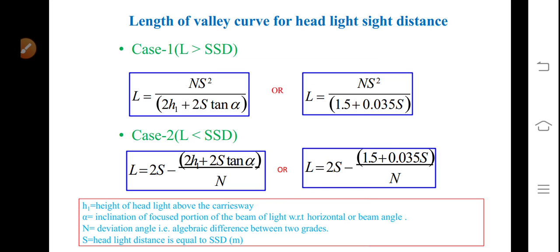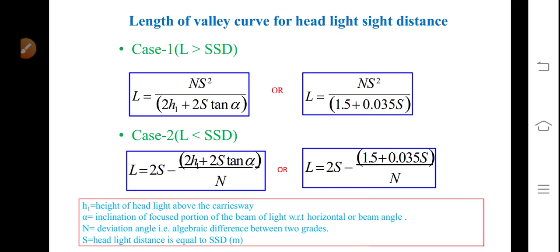Whereas in case of a valley curve, especially at the bottommost point of the valley curve, since the headlight will be parallel to the road in an inclined way, the object or oncoming vehicle will not be seen. That's why headlight sight distance consideration should be done in determining the length of the valley curve. This is the necessity, importance, or significance why these two cases should be considered in designing the length of the valley curve.